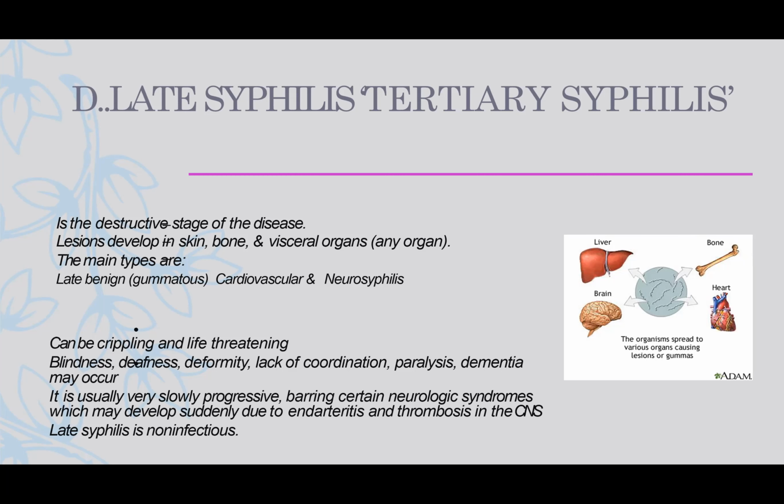It is usually very slowly progressive, bearing certain neurological syndromes which may develop suddenly due to arteritis and thrombosis in the CNS, and late syphilis is non-infectious. As you can see, the organism spreads to various organs, causing lesions or gummas in the liver, brain, bone, or heart, anywhere.